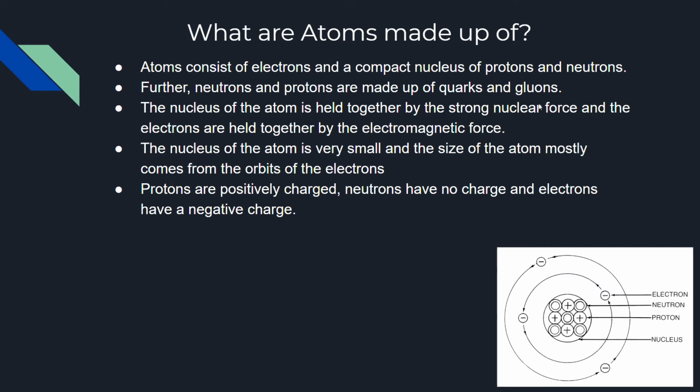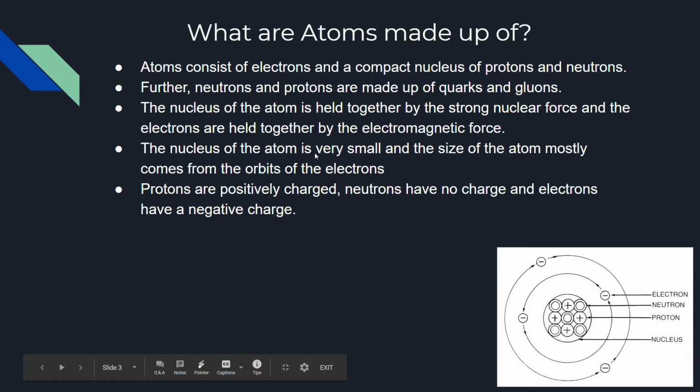So what are atoms made up of? Atoms consist of electrons and a compact nucleus of protons and neutrons. As you can see here, this is the proton, and this is the neutron, and this is the proton, and they are all bunched together in the nucleus, and the electrons orbit the nucleus.